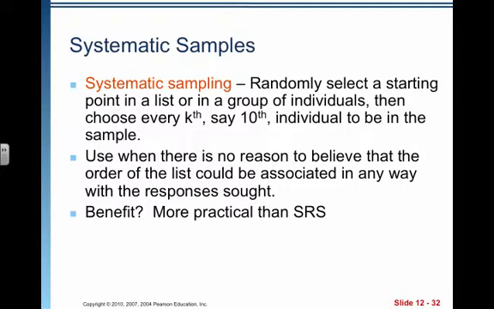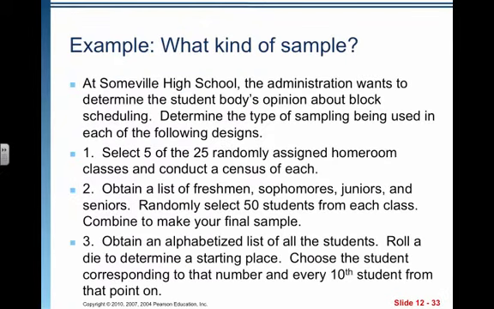So you really want to make sure that there's no reason to believe that the order of the list would be associated with anything that might affect the responses. One benefit of doing a systematic random sample is that it's more practical than a simple random sample. It's just easier to conduct.